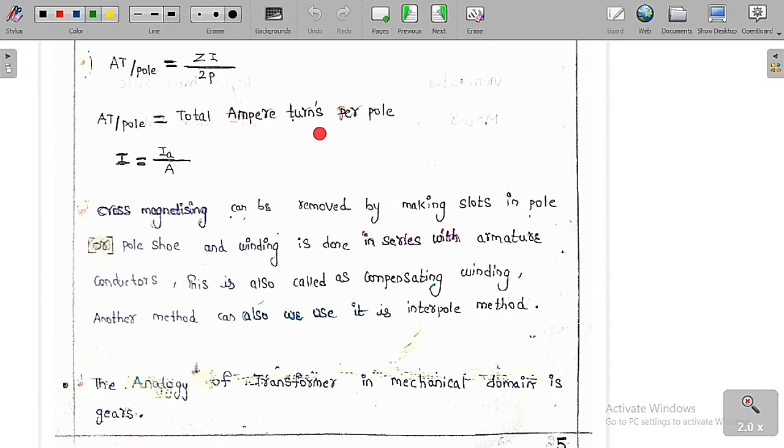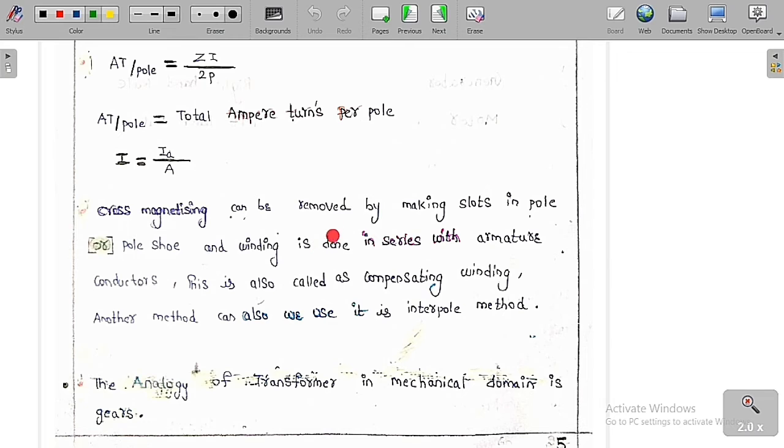The total ampere turns per pole is equal to Zi by 2p, where I means the current in one parallel path, which is equal to Ia by A. Here I is the current in one parallel path and Ia is the armature current. So simply, the ampere turns per pole is equal to Zi by 2p, and I is equal to Ia by A.